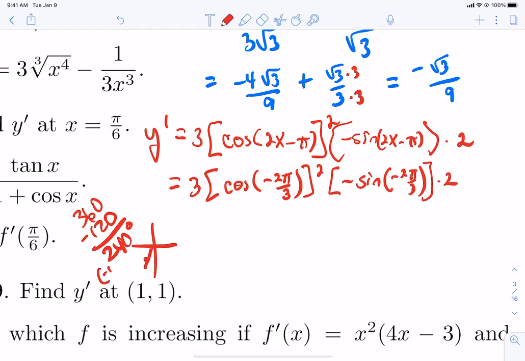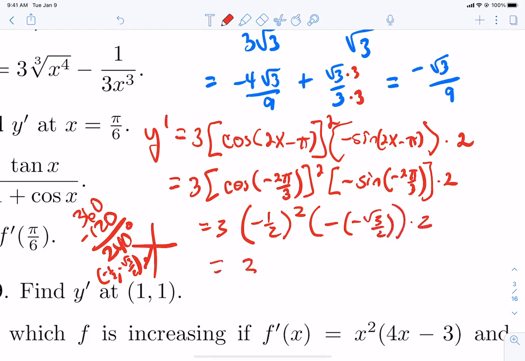That is the point, negative 1/2, negative square root of 3 over 2. Okay, so that's going to help us. So the cosine of that is the x value. So that's going to be negative 1/2 squared. And then this is going to be the sine value, the y value, negative square root of 3 over 2.